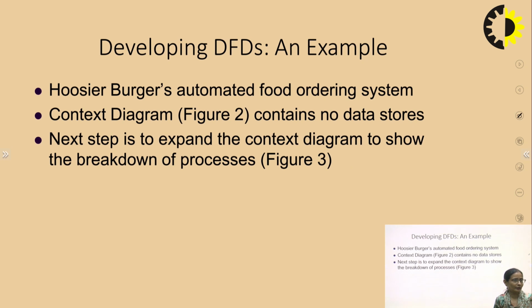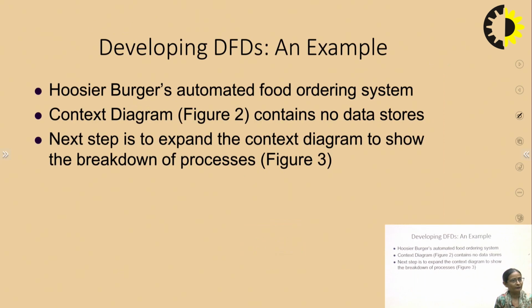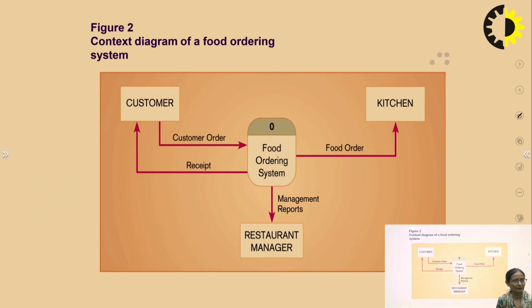For example, we have a Hoosier Burger automated food ordering system. Now we will see how the context diagram and the next level DFD are done. If I talk about the context level, it shows the scope of the organizational system. Here I have a food ordering system. This is my project or product, and these are my entities: the customer, the kitchen, and the restaurant manager.